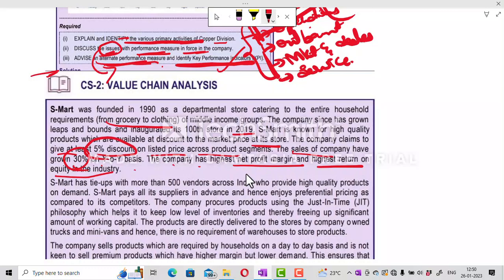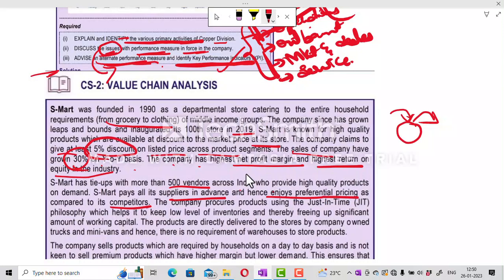S-Mart has tie-ups with more than 500 vendors across India. See, this is not a manufacturing company. They are buying the products and selling them to the customers. Okay, they do not have operations. S-Mart has tie-ups with more than 500 vendors across India who provide high quality products on demand. S-Mart pays all its suppliers in advance and enjoys preferential pricing as compared to its competitors.